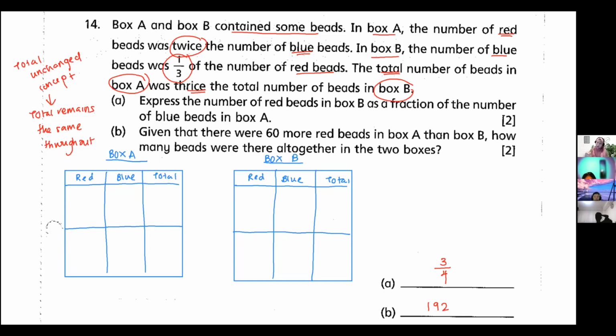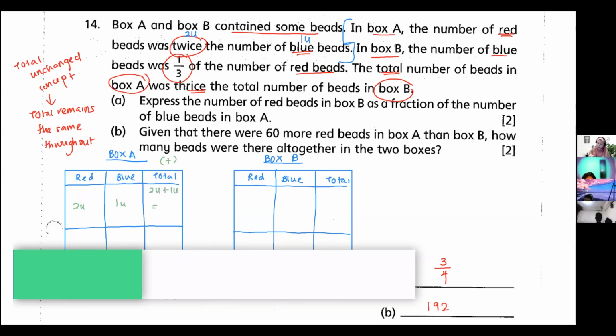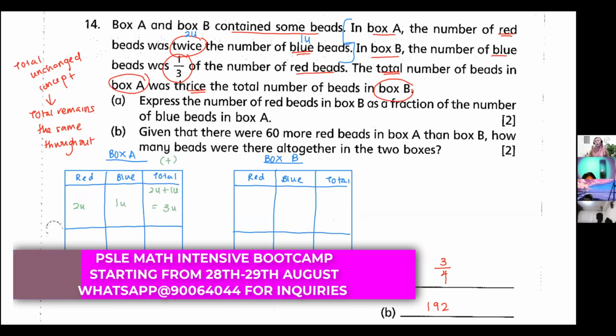Okay, so we start off with box A first. This is the box A information, the one that I bracket up in blue. So in box A, the number of red beads was twice. So you know that twice means 2 units. As compared to the blue beads, they didn't say anything, so it's 1 unit, correct? So we put in that information. Red was 2 units, and then blue is 1 unit, like that. My total means I have to add, right? So 2 units plus 1 unit means 3 units in total for box A.